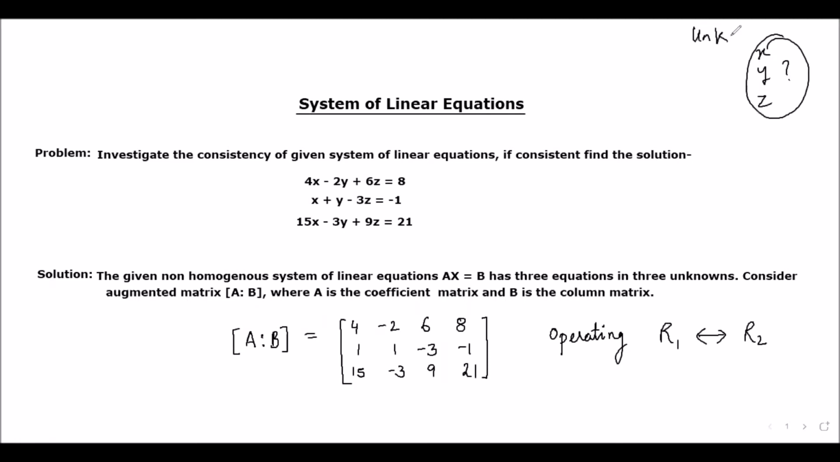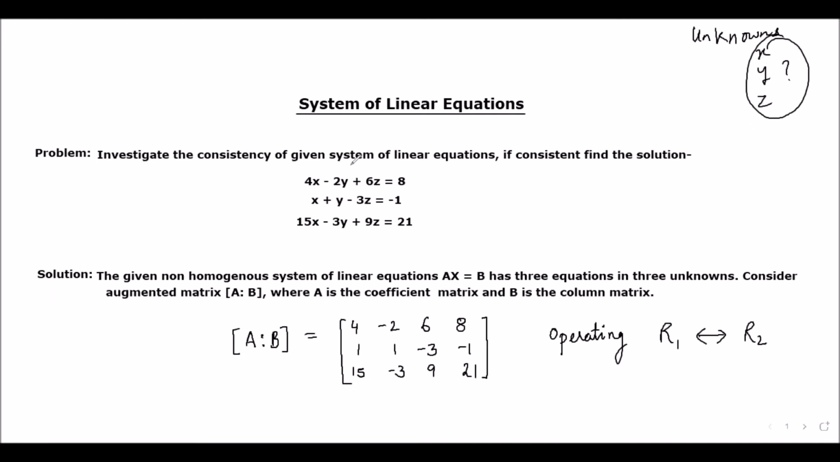So firstly, we will be checking whether the given system of linear equations is consistent or not consistent. And if we find that it is consistent, then we will solve it further and find these unknowns x, y and z.